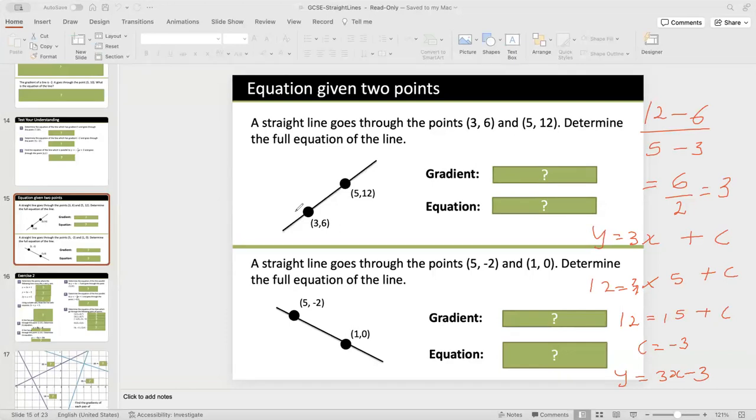So you can have a go on the second one too and see. You can pick any coordinates. For example, now I picked 12 and 5. You can pick 3 and 6. You'll get the same answer too. So if I picked 3 and 6 as a coordinate, you can see that y equals 3x plus c. Then what is the y? The y part is 6. What is the x? The x is going to be 3.